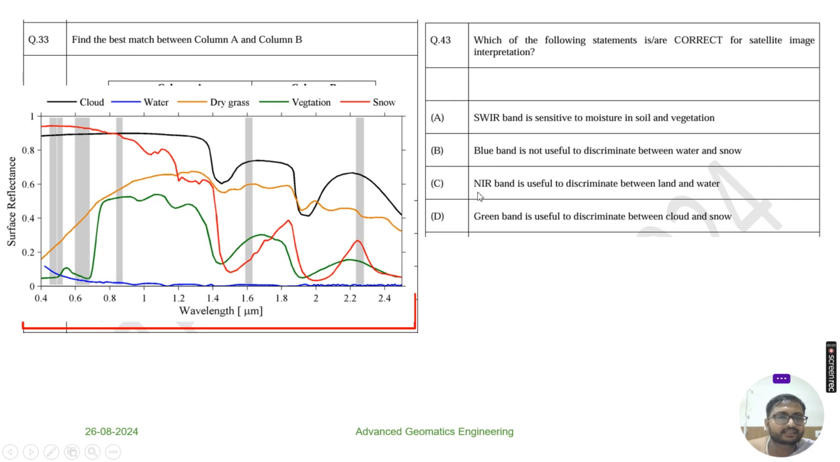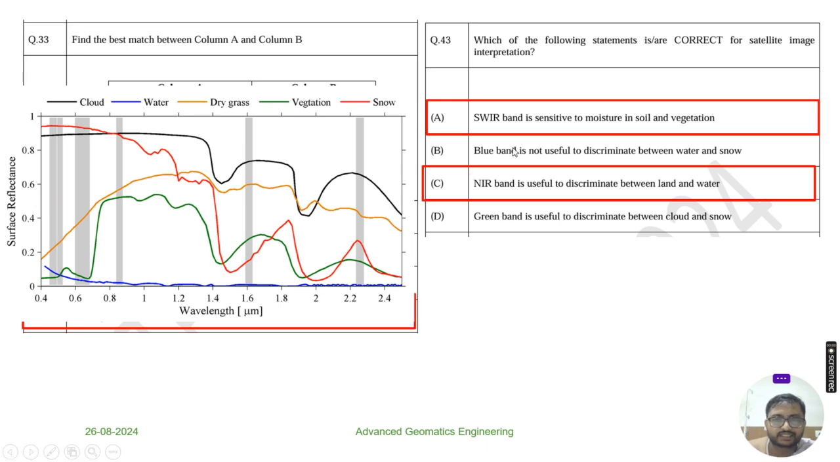Then you see the near infrared band. That will be over here, after 0.8. Near infrared band is useful to differentiate between land and water. Basically barren land will have more reflectance compared to water. Water is having nothing, whereas barren land will have something. So that option is right. Then blue band is not useful to discriminate between water and snow. So blue will be over here only. Actually, it is useful, because if we have the blue band, we can differentiate between water and snow. Snow has high reflectance in the blue band, whereas water is not having anything.